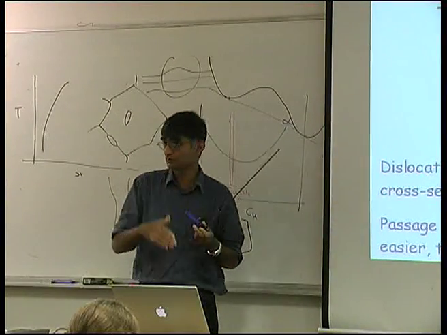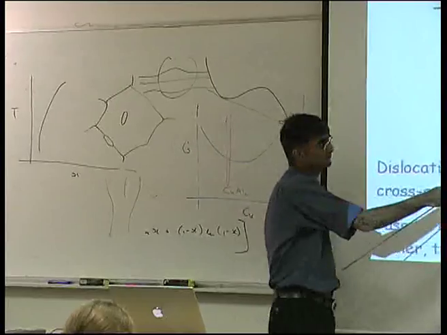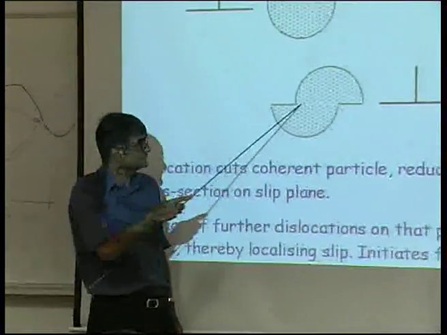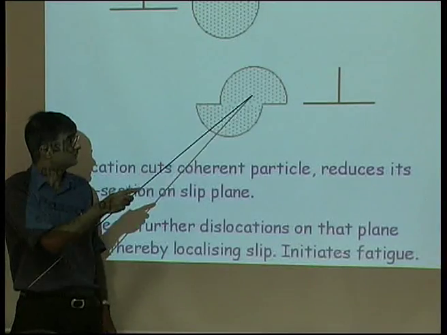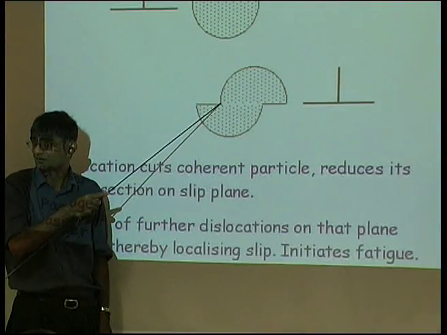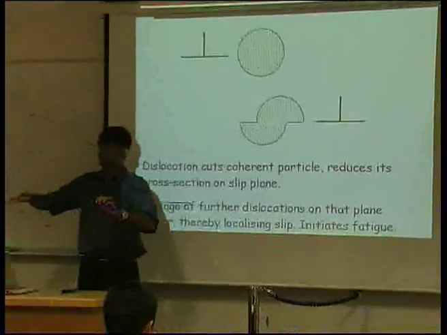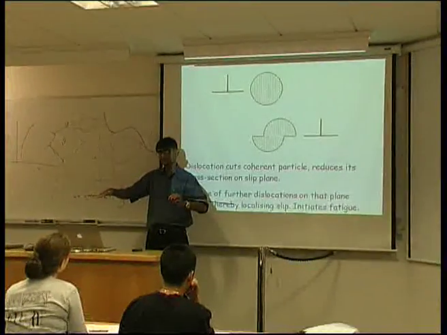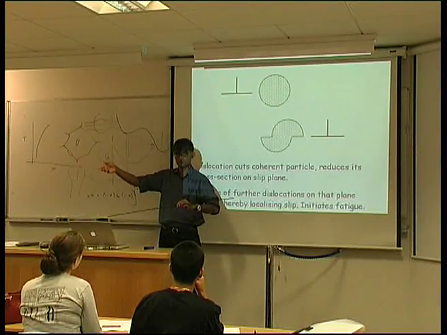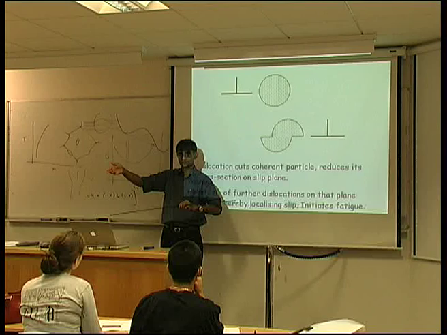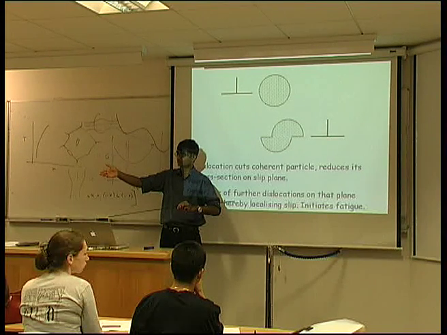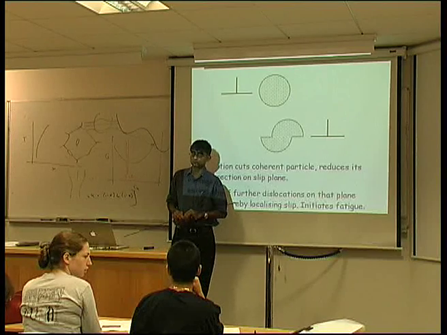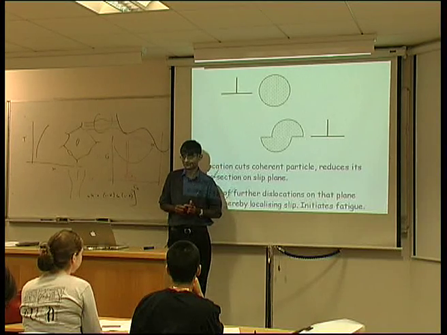So a dislocation can go through the particle, and it will leave a step here. It makes it easier for another dislocation to go through it because we decrease the area here. So slip tends to become planar. And that means that you produce slip steps on the surface, which are quite large, which are exactly the sites for fatigue cracking.